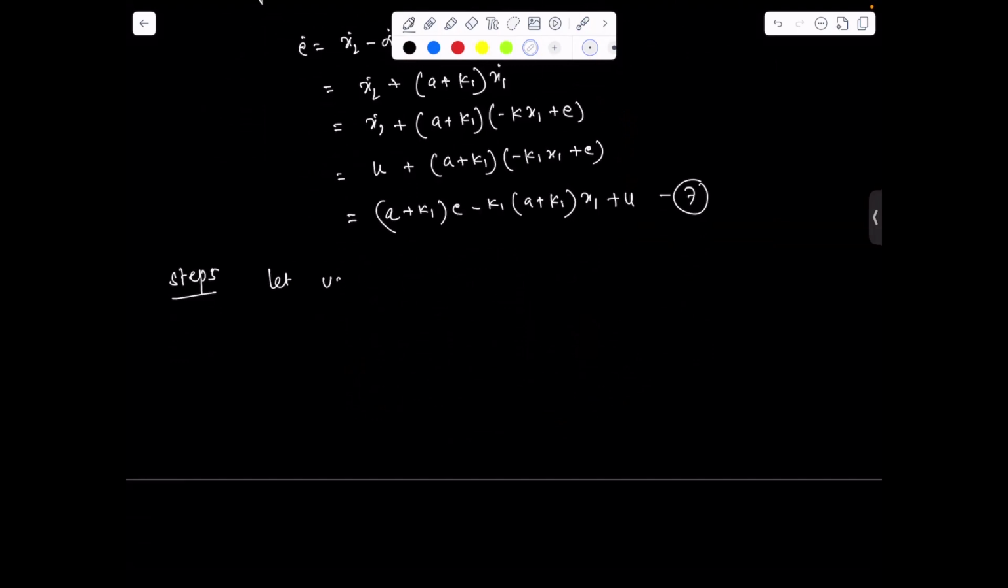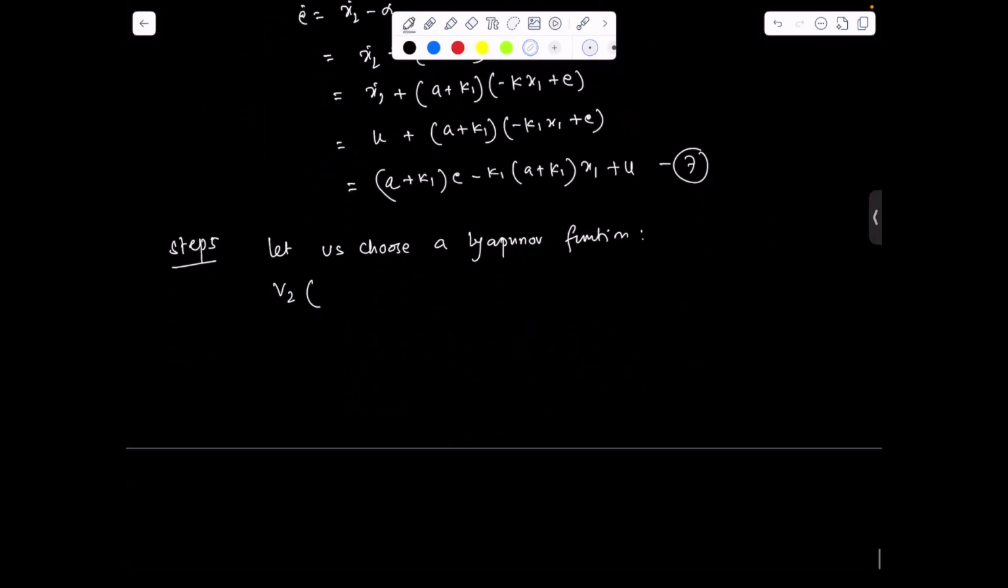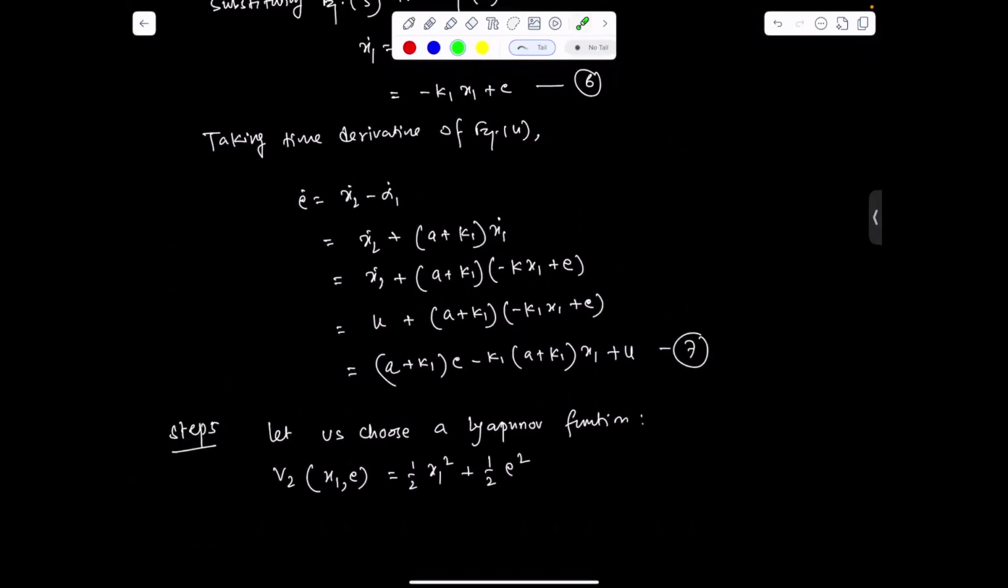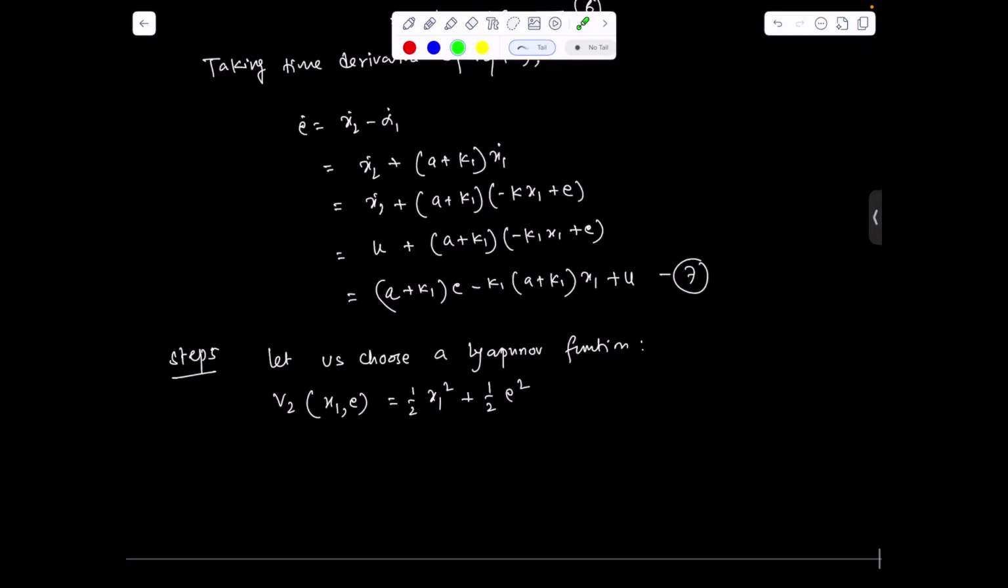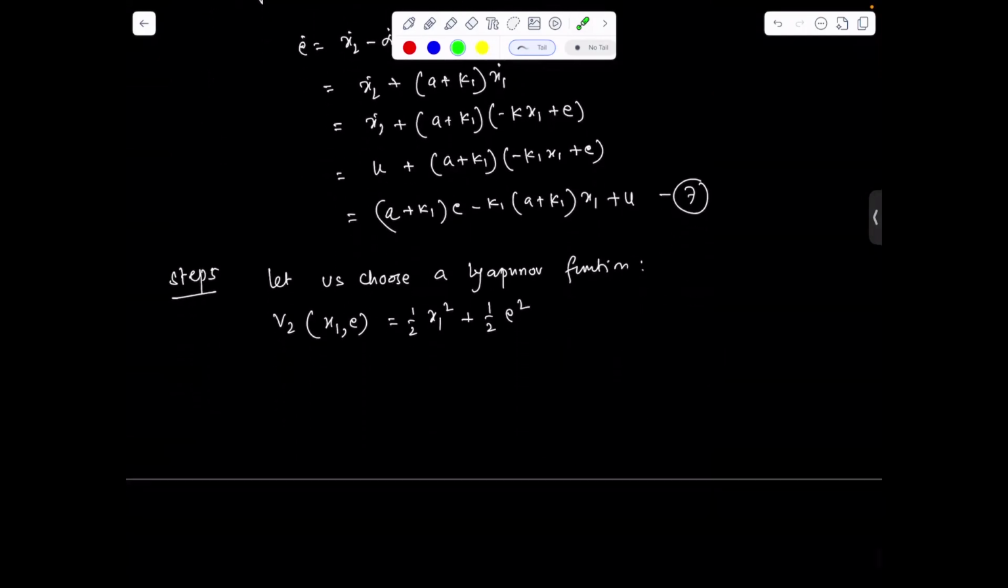Let us choose a Lyapunov function as V2(x1, e) equal to half x1 square plus half e square. If you notice carefully, in equations 6 and 7, the variables in the final expression are x1 and e only, no x2 term. And of course the control function.